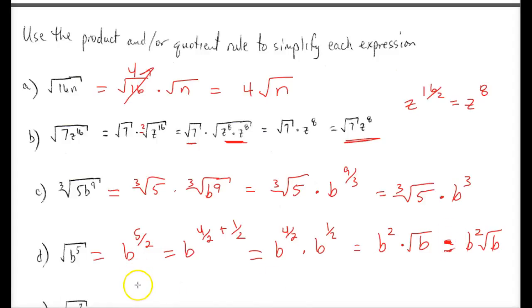So that's one way we could look at that particular problem. Another way that we could look at it is we could rewrite b raised to the 5th as b squared times b squared times b. And then since we have an understood 2 here, for every 2 things we see that are like under the radical, we can pull 1 out. And then what's left there is, of course, the b. So that's another way that we can look at example D.